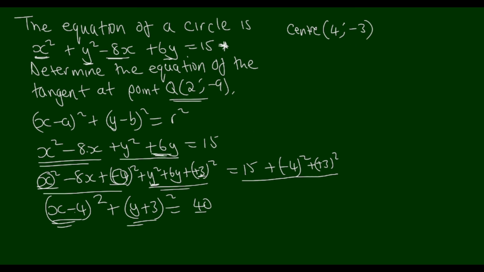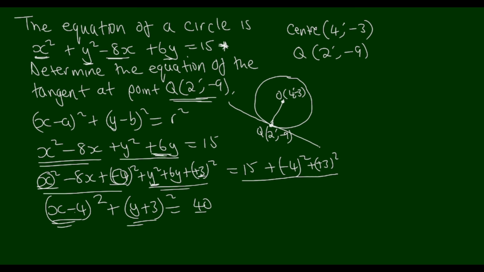Okay, and then we have point Q. We're given point Q as 2 and negative 9. So we're having a circle like this, where the coordinates of the center are 4 and negative 3, and then we have point Q with coordinates 2 and negative 9. If you draw a diagram, it becomes easy for you to understand. And then we have the tangent like this, which is passing through point Q here.